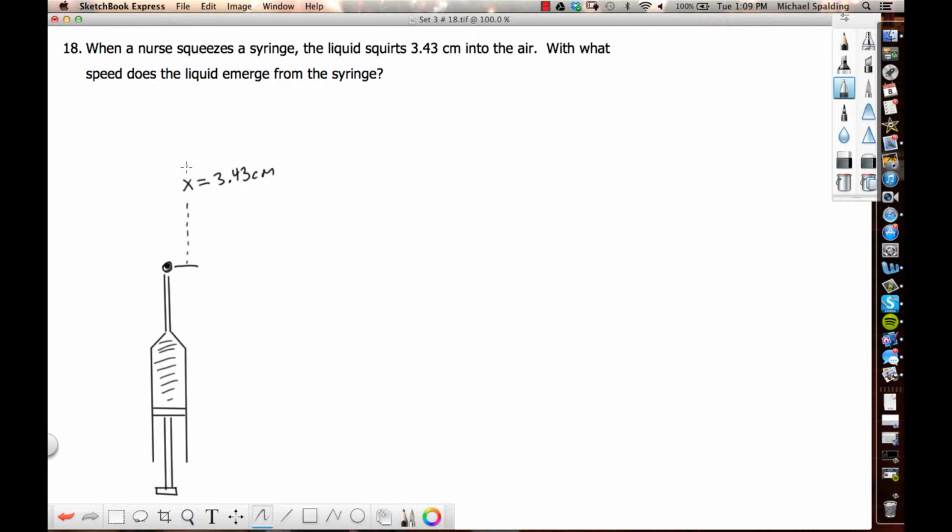So it goes up, up, up, up. Now look, what's going to happen to that drop at the very top? The velocity goes to 0 for a split second. The drop stops. What do we have to do to this 3.43 centimeters? Convert to meters. 0.0343 meters.